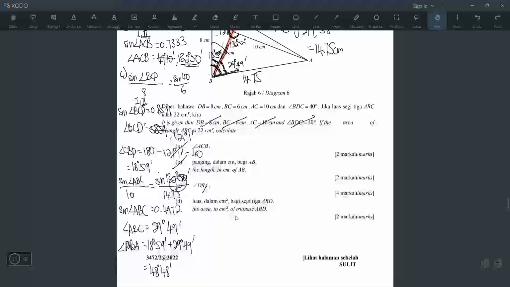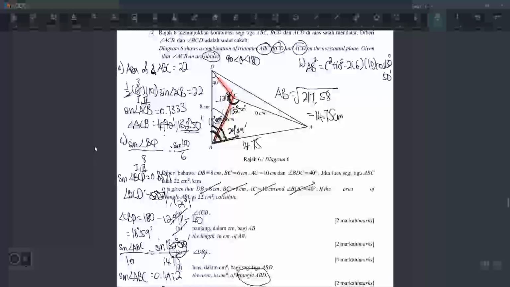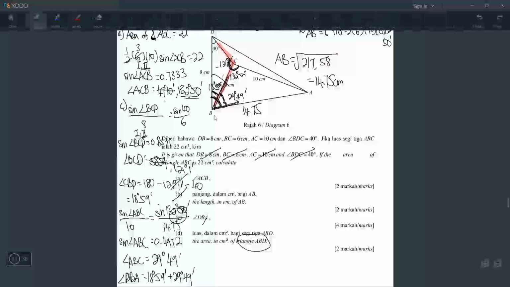Now what is the next question? It says: calculate the area of triangle ABD. So ABD, how to do it? Okay, let's do it here. Let's write here: area. So where is ABD? Let's find it. So this is ABD. It means the big triangle. They want the big triangle, right?